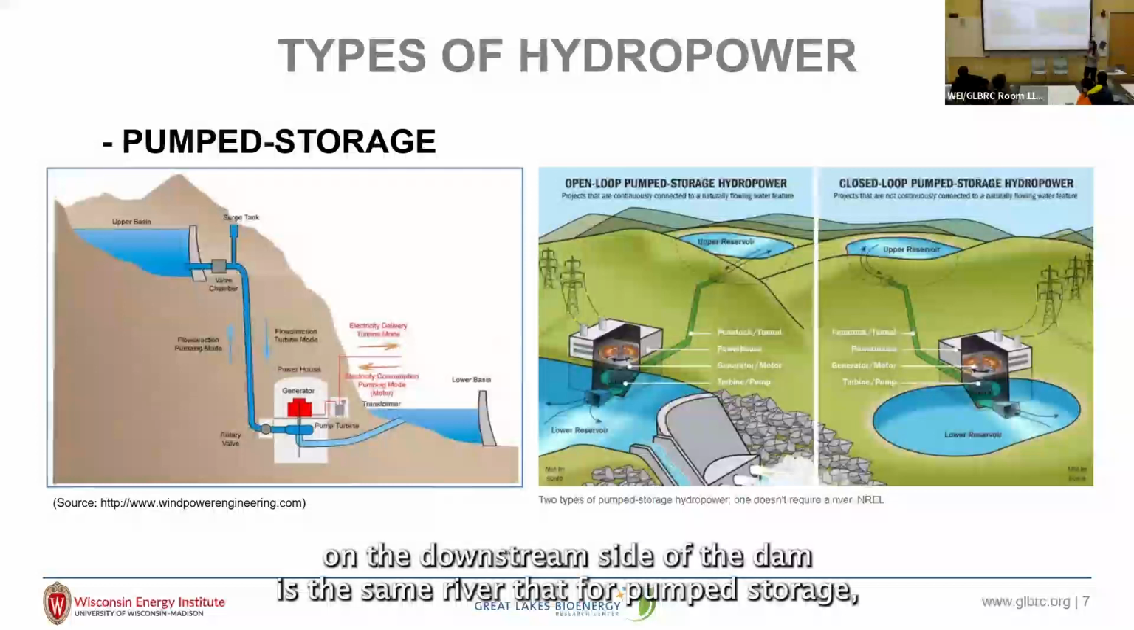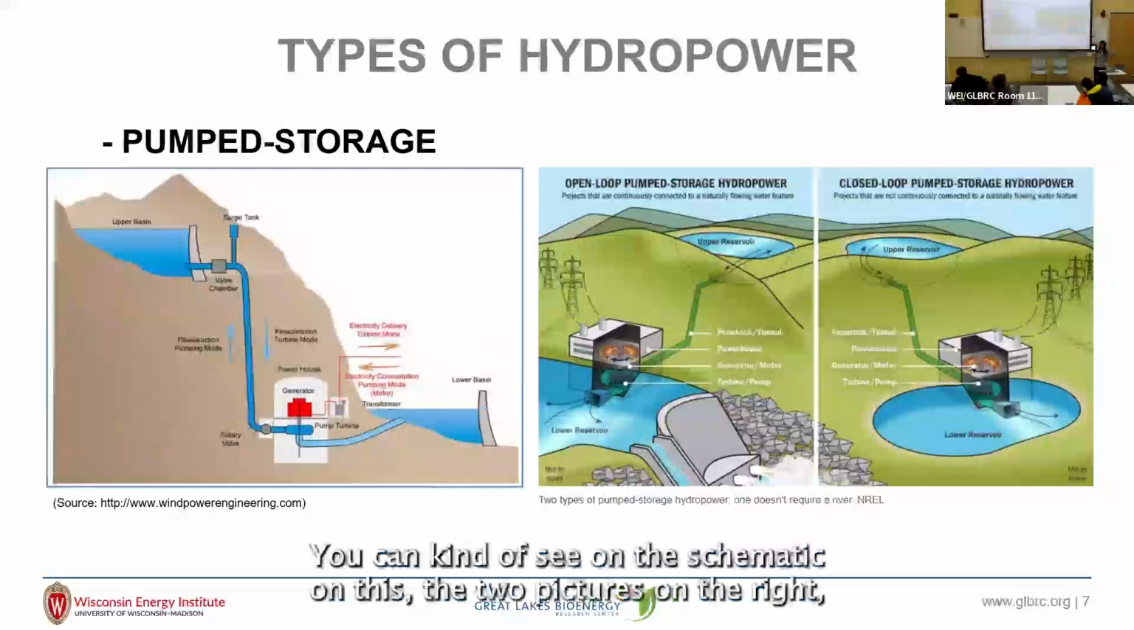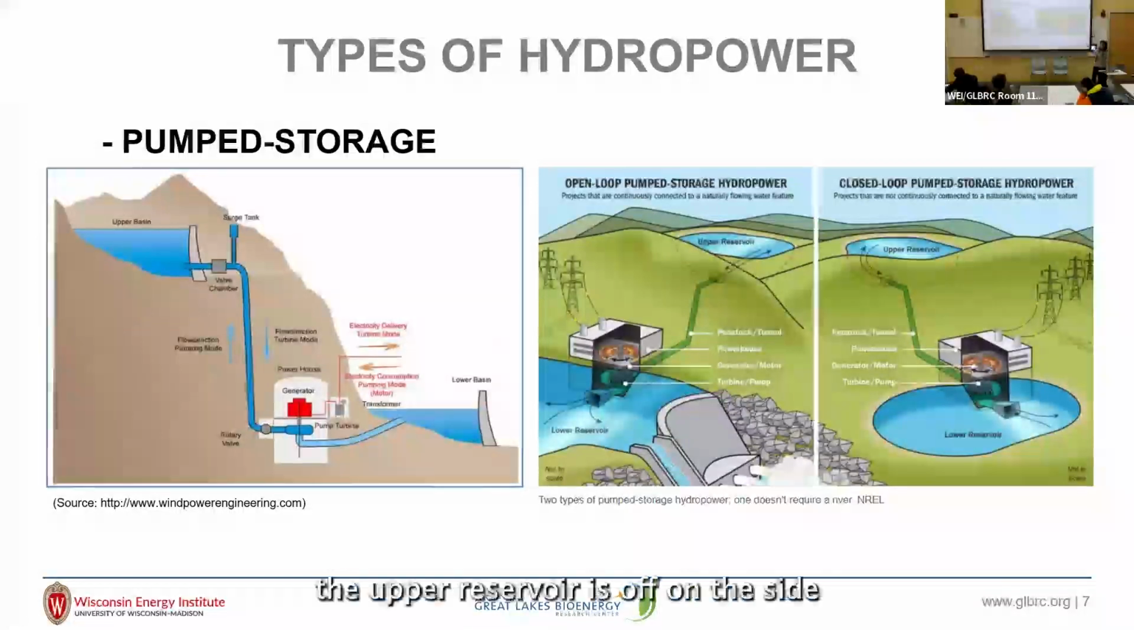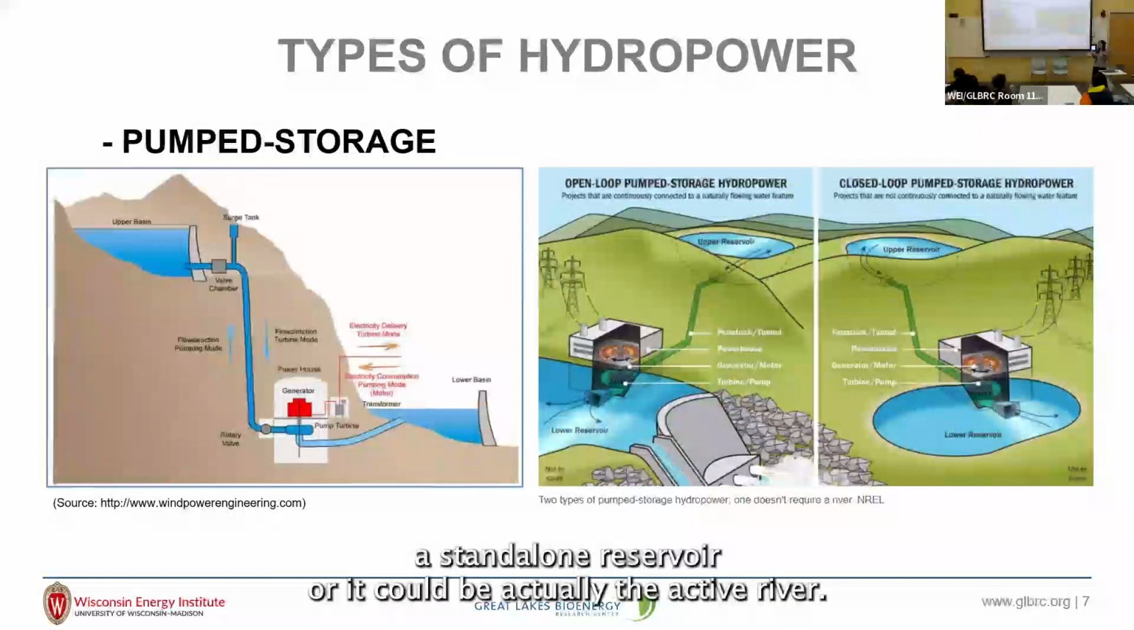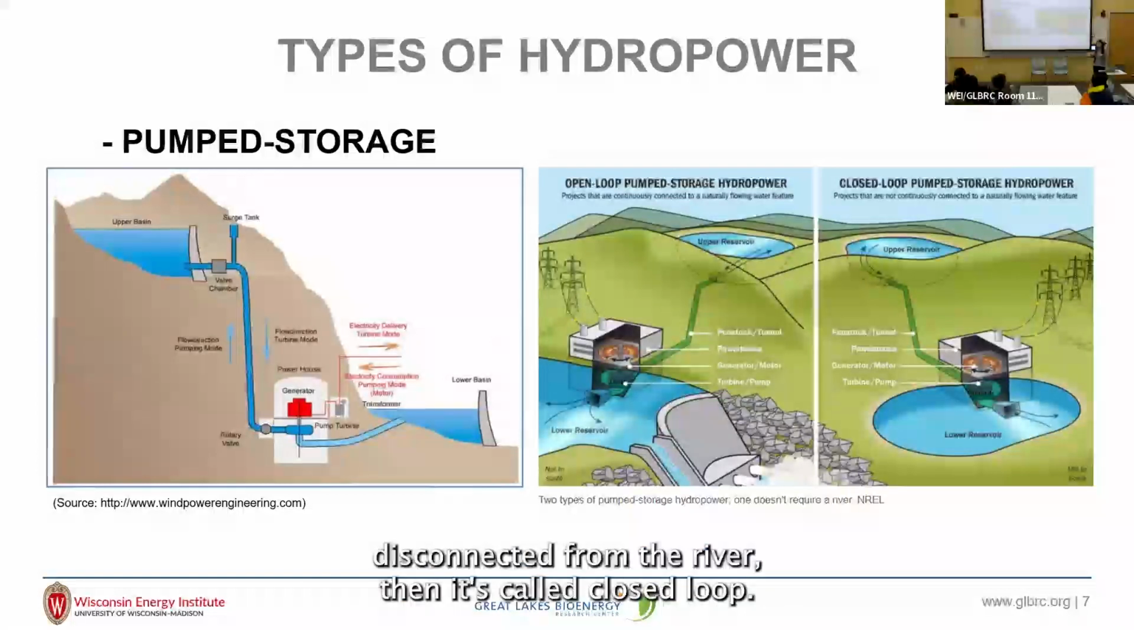But for pumped storage, normally the upper reservoir is in a separate location. You can see on the schematics in the 2 pictures on the right, the upper reservoir is off to the side. And then the lower reservoir can be either a standalone reservoir, or it could be the active river. If the lower reservoir is a reservoir disconnected from the river, then it's called closed loop.